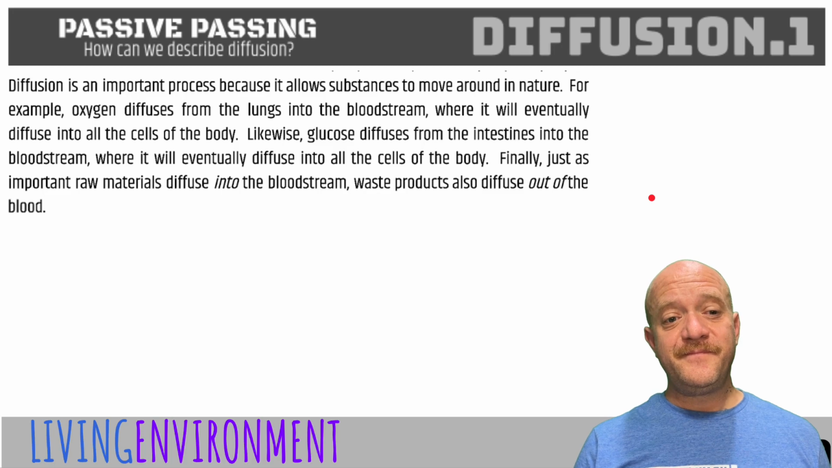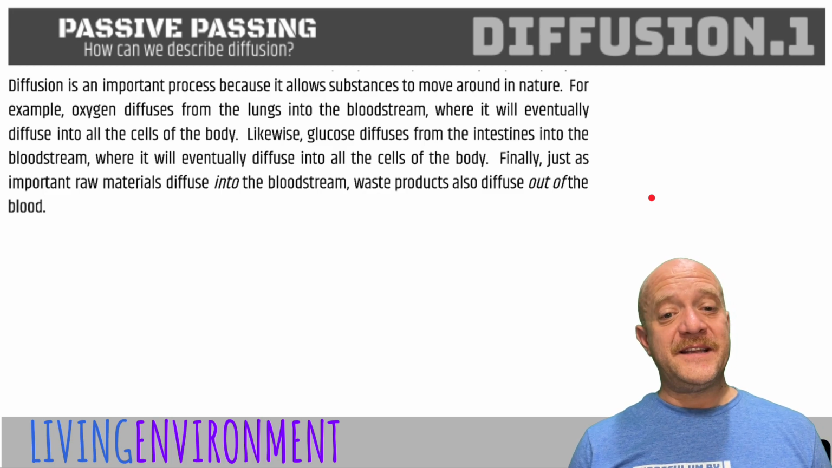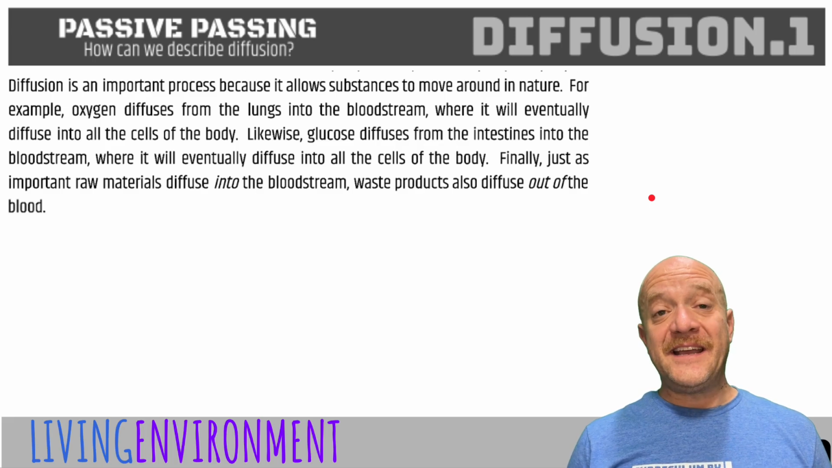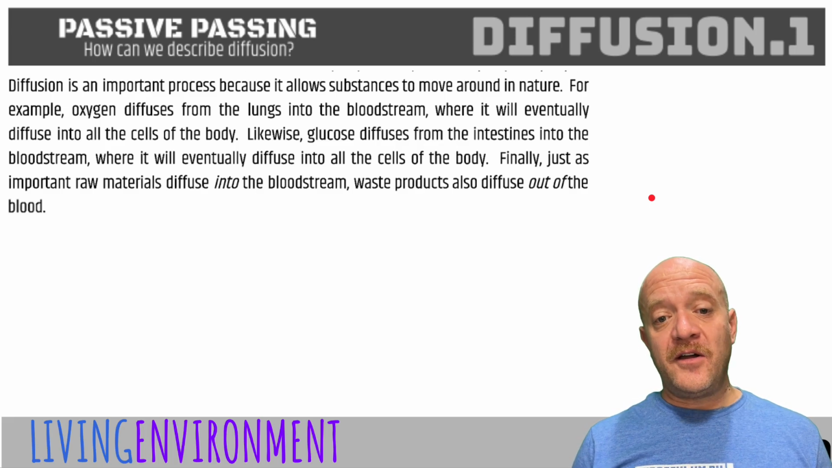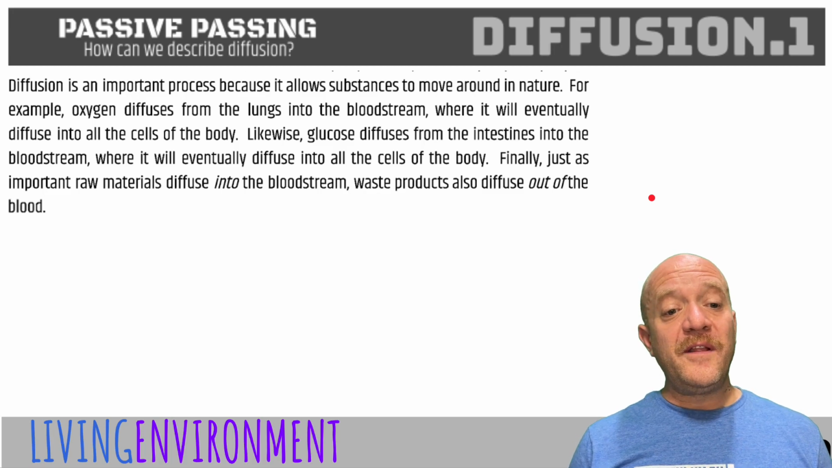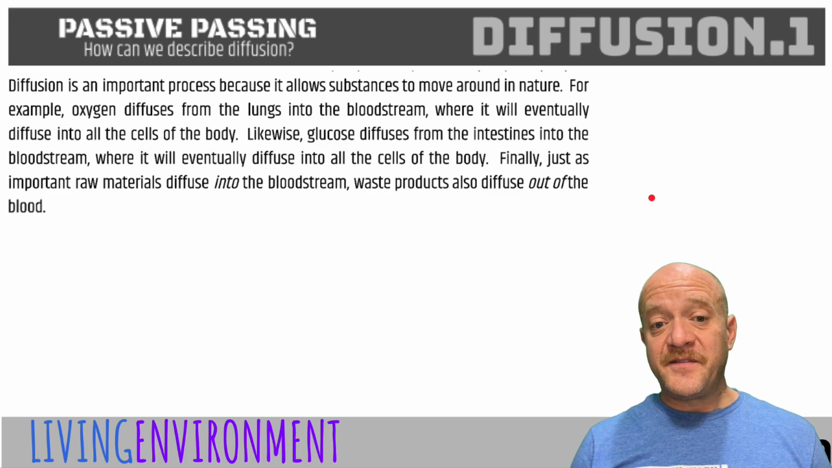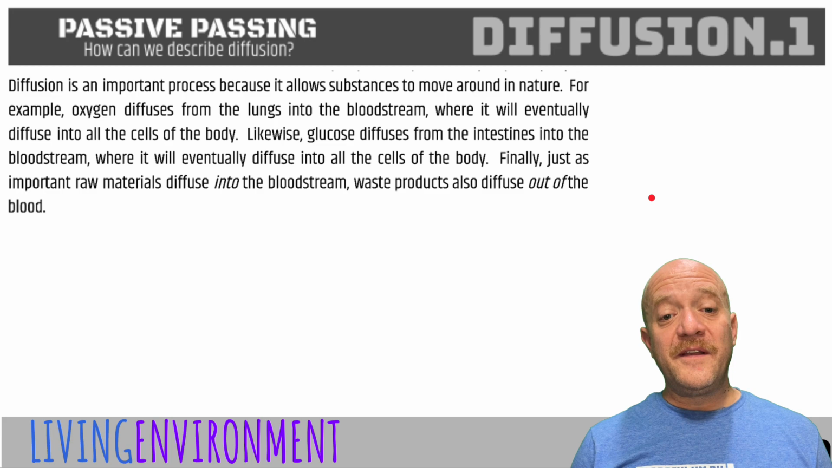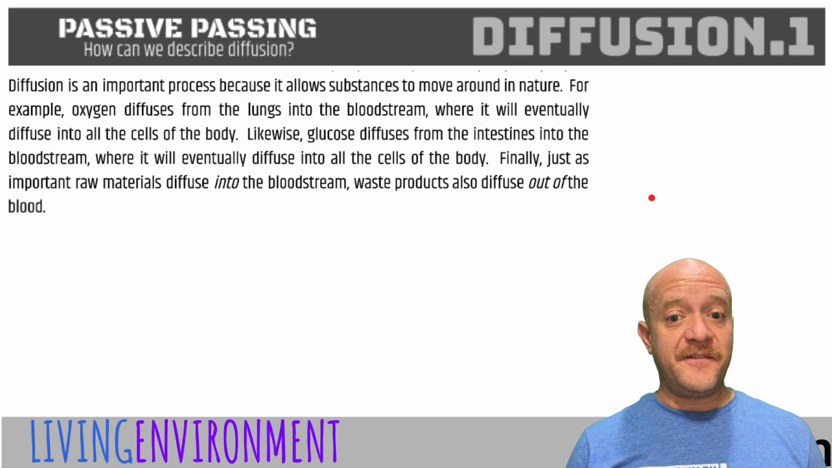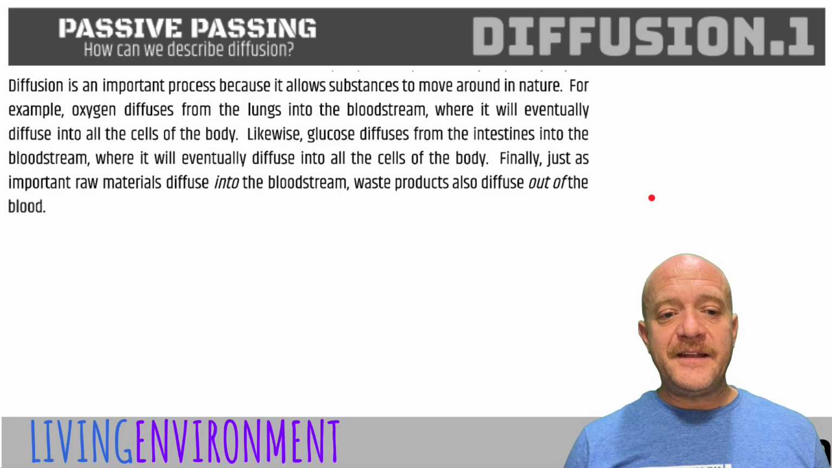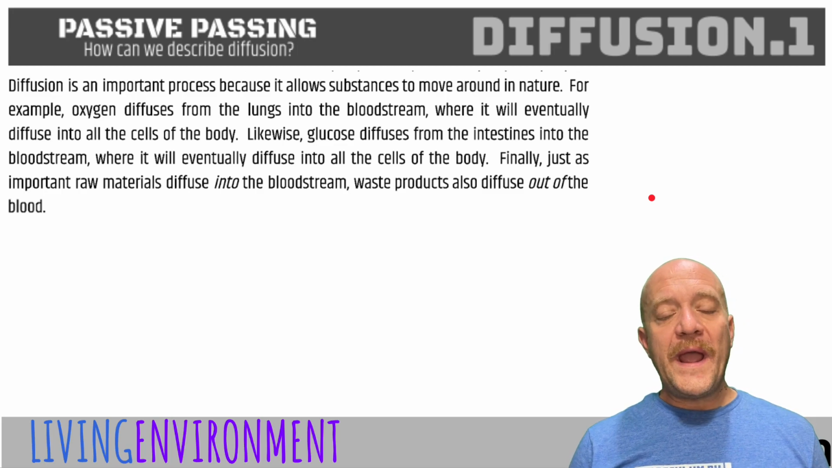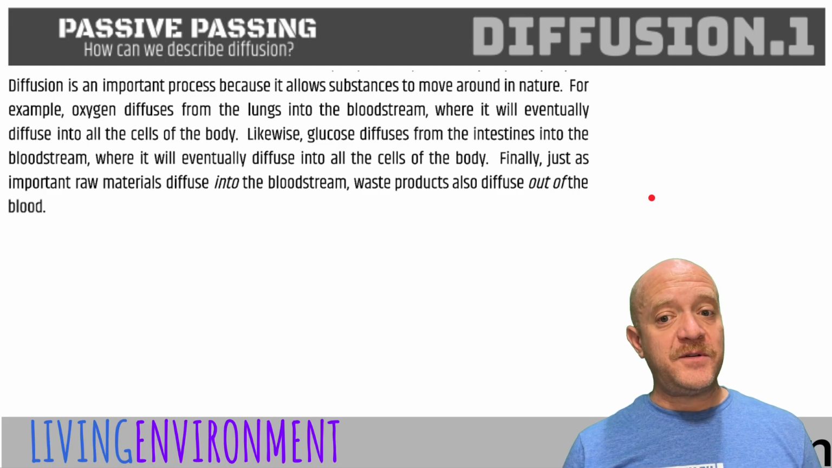Let's move on. Diffusion is an important process because it allows substances to move around in nature. For example, oxygen diffuses from the lungs into the bloodstream, where it will eventually diffuse into all cells of the body. Likewise, glucose diffuses from the intestines into the bloodstream, where it will eventually diffuse into all cells of the body. Finally, just as important raw materials diffuse into the bloodstream, waste products also diffuse out of the bloodstream.